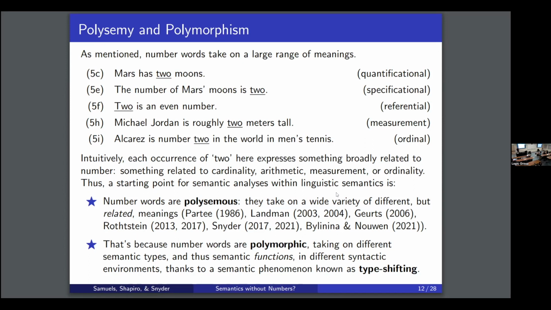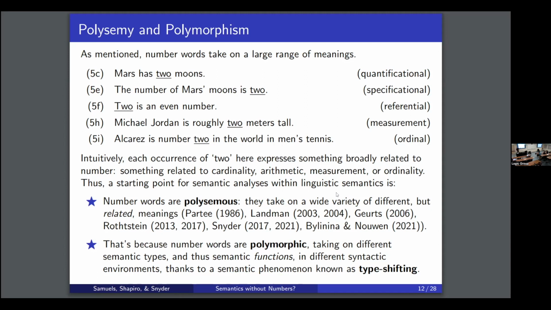An expression is polymorphic if it can take on different semantic types and thus different semantic functions in different semantic environments. If you've taken a class in semantics, you know what a semantic type is. If you don't know what that is, that's okay. Semantic type is sort of the analog of a syntactic category. Just as any expression can be a noun, a verb, a preposition, etc., any expression can take on a semantic type that corresponds to that category, and it can be characterized by whatever semantic type it belongs to.